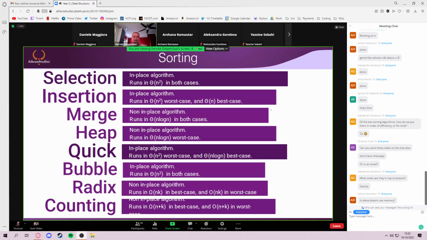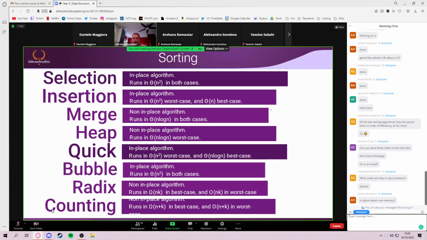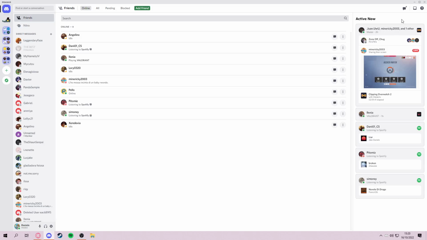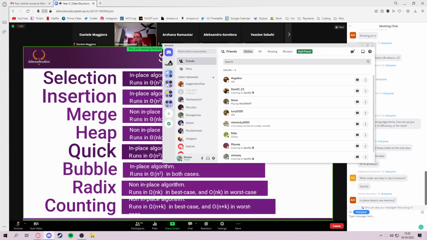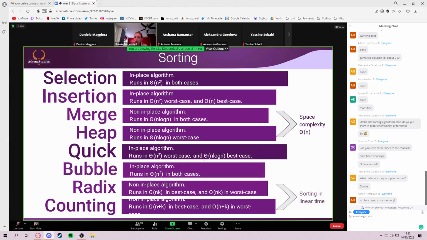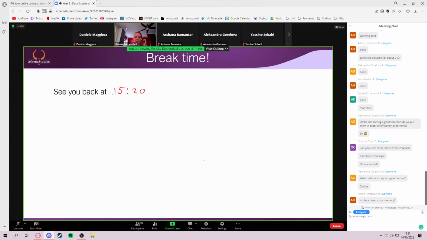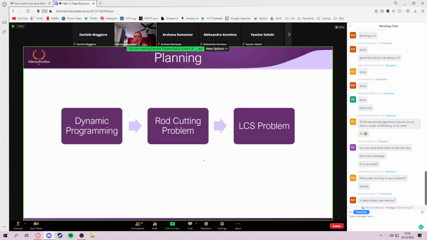Those who didn't hear yet, this is an overview slide for the sorting algorithms we've seen today, and you've probably seen in a few lectures before this. You don't really need to read this, it's just an overview for yourself. All right, so this was the break time.